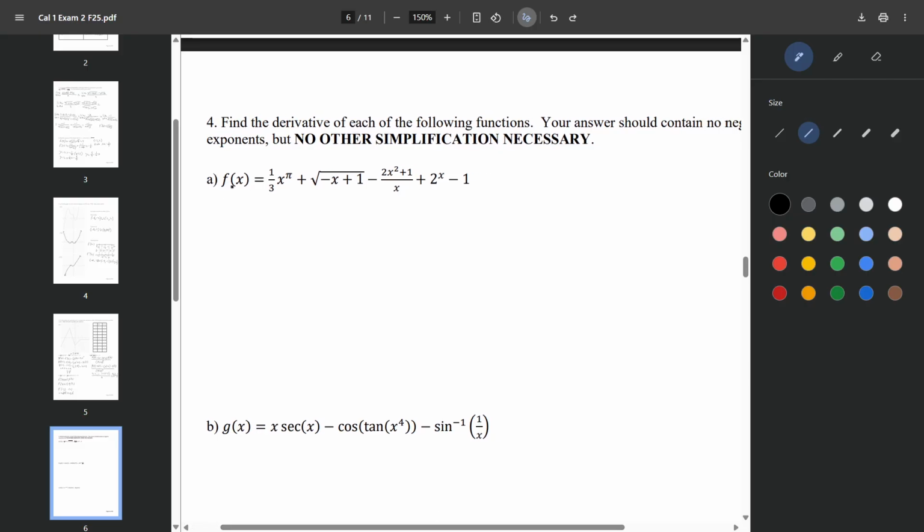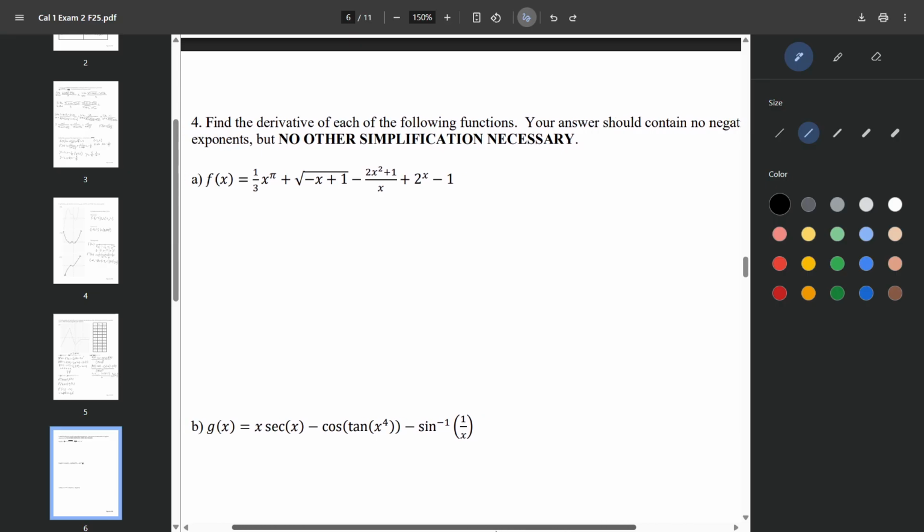for A, f of x equals 1/3 x to the power of pi plus root of negative x plus 1 minus 2x squared plus 1 over x plus 2 to the power of x minus 1.